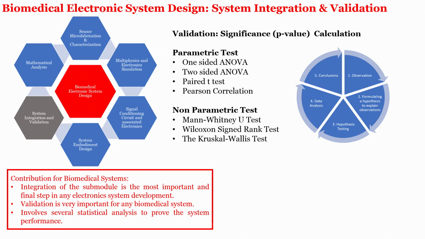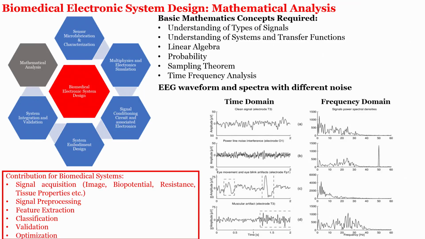So, we have seen several statistical tests, parametric tests, whether it is one-way ANOVA, two-way ANOVA, paired t-test, Pearson correlation. We have also done the non-parametric tests, Mann-Whitney U test, Wilcoxon signed rank test, the Kruskal-Wallis test, and so on and so forth. So, the point is, when you start, you have to observe, then formulate a hypothesis, do testing, data analysis, and conclude with that. So, we have seen the entire cycle. Again, statistics involves very heavy math. So, that is the idea.